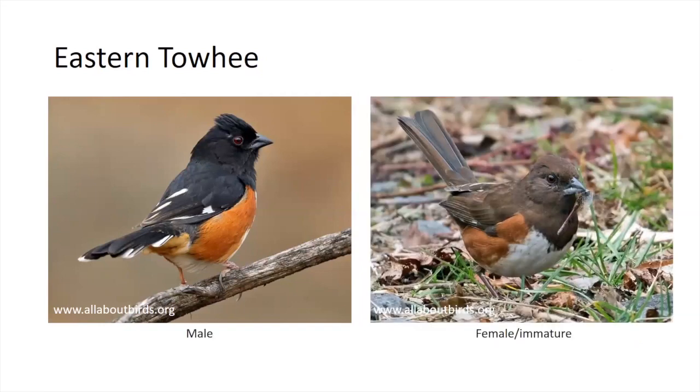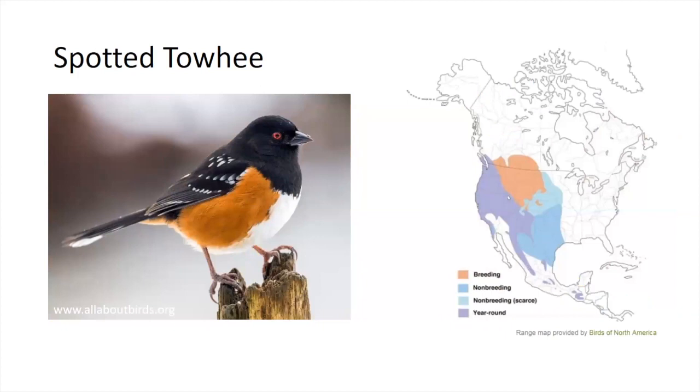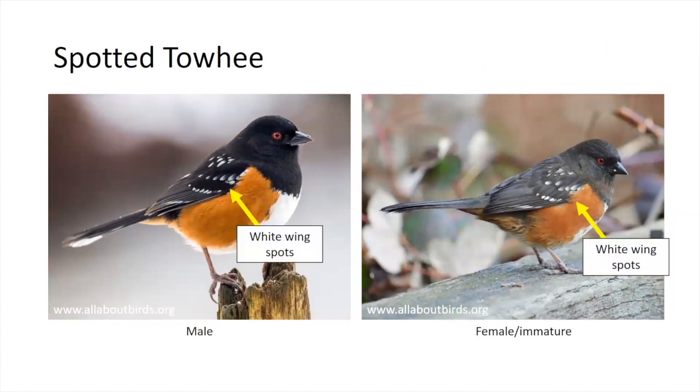The male and female are slightly dimorphic. There's not too much variation. The main difference is that he has the black top and she and the juveniles have the brown top. And they both have reddish eyes with seed-eating bills, although of course in this picture you can see they also eat insects, and a white belly, the rufous sides, and white on the outer tail corners. The spotted towhee is found in the western portion of the country. And like the name implies, they have the white wing spots and otherwise look pretty similar to eastern.